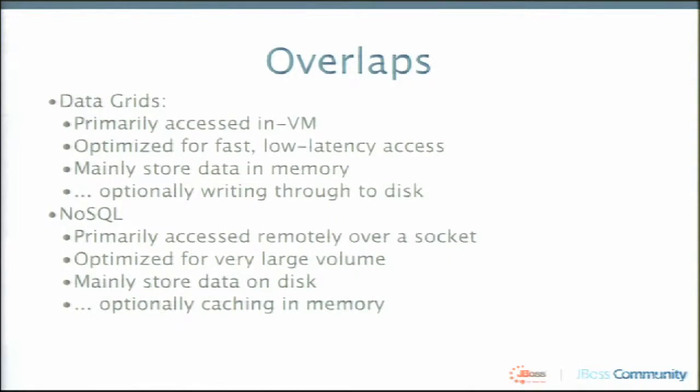So I think the key point is in a data grid, you expect the data to be in memory when you go and get it, whereas in a NoSQL store, you're more likely to expect it from disk. Yeah, it's low latency access to data, assuming the network. I think that there is more to it than that.